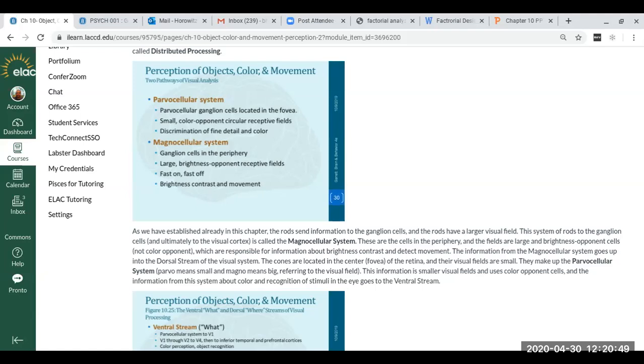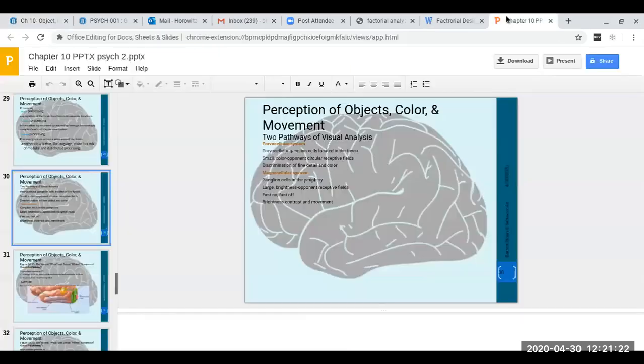This magnocellular system goes up towards the parietal lobe to the dorsal stream, whereas the parvocellular or smaller system, parvo means small, smaller receptive fields, is using those color opponent cells that we talked about in the opponent process theory, and the information from this system about color and recognition of specific stimuli goes to the ventral stream. And remember, the ventral stream is the what stream, so we're about to get to that. And that's the one that stays low through the temporal lobe and goes to the prefrontal cortex.